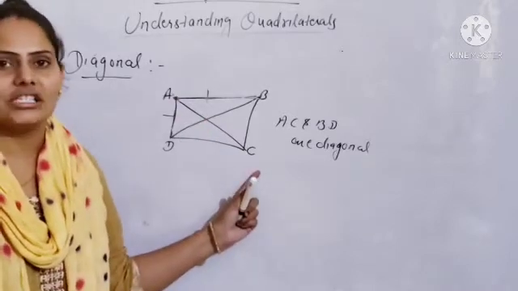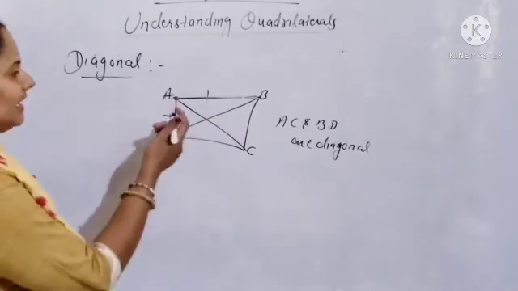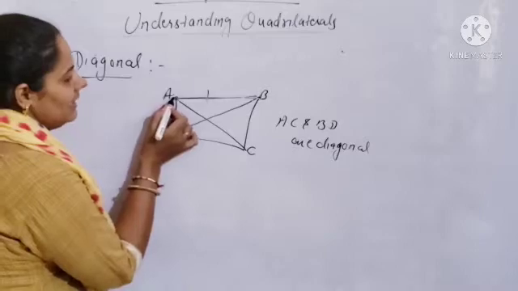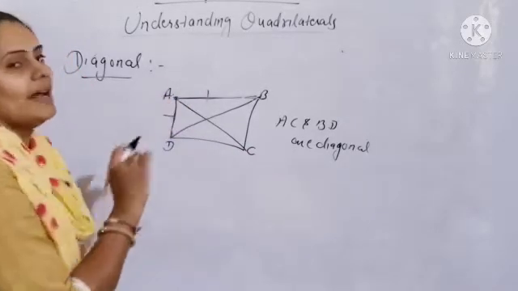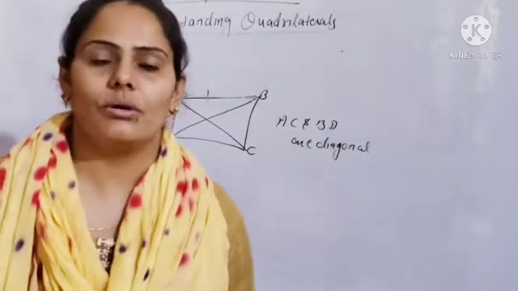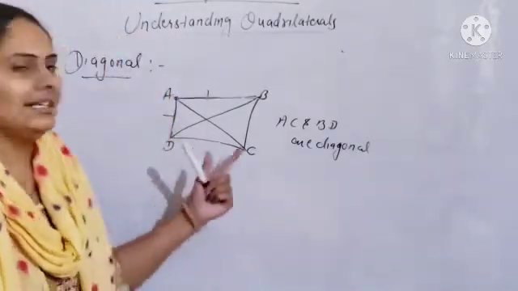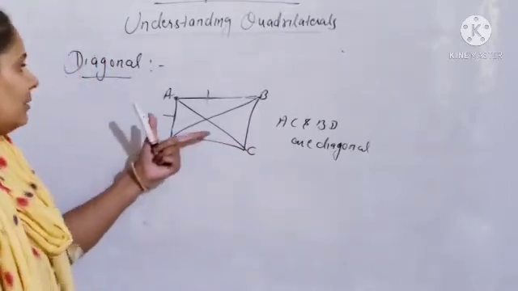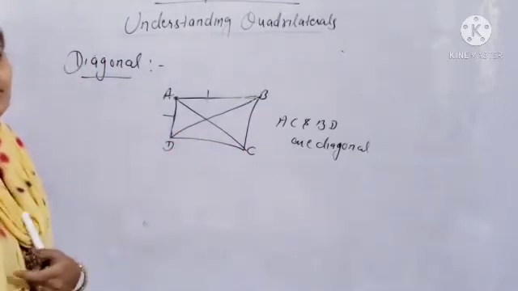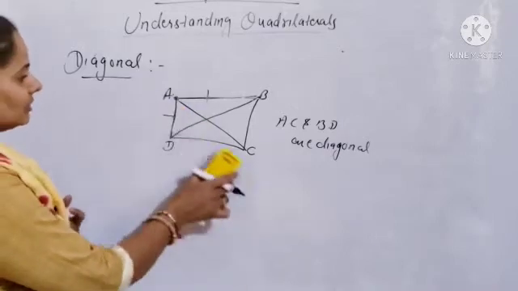It is exactly opposite. So when you are joining opposite vertices, the opposite of A will be C, and the opposite of C will be A. When you join the opposite vertices, this line segment is called the diagonal of the quadrilateral, or you can say of any figure, whatever is given. So this is called the diagonal.